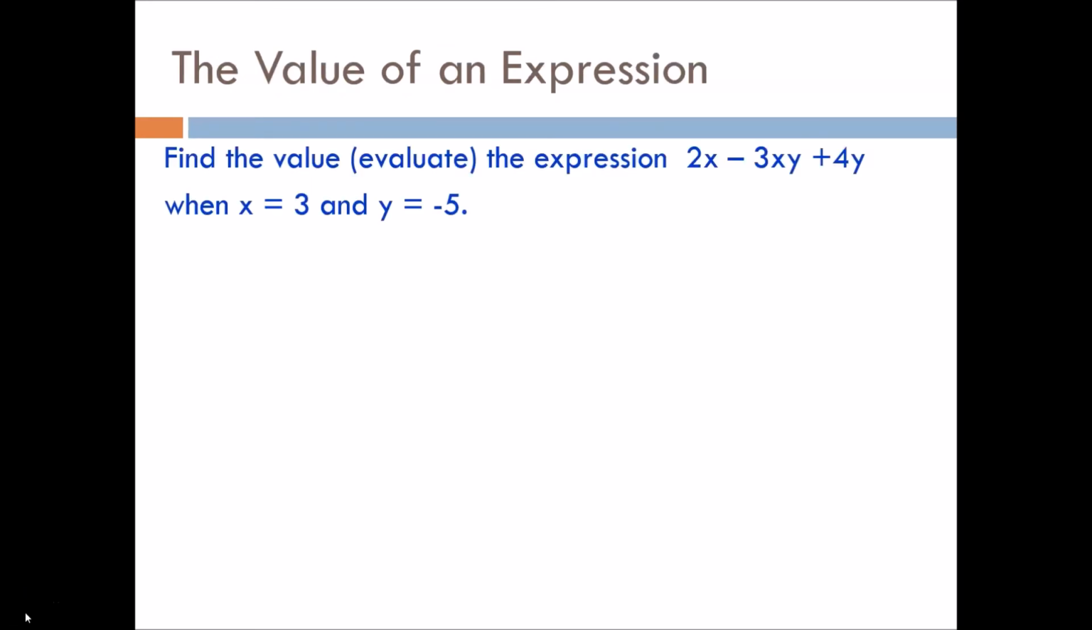Now we're asked to find the value, or evaluate the expression 2x minus 3xy plus 4y, when x is equal to 3 and y is equal to negative 5. So we simply write the original expression, 2x minus 3xy plus 4y, and replace the variables with the given values. So for x, we will replace it with 3, and for y, we replace it with negative 5.